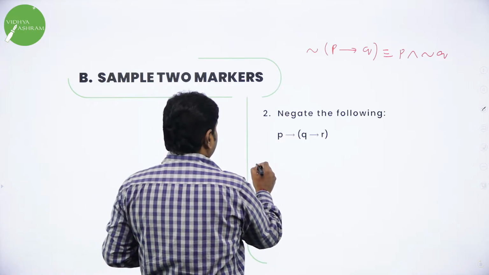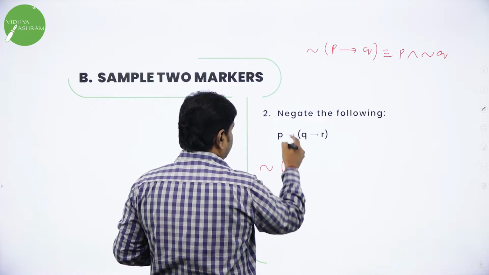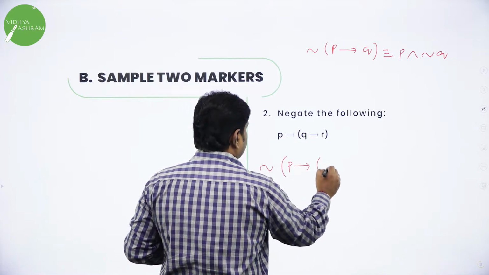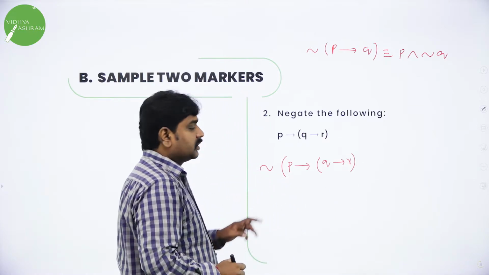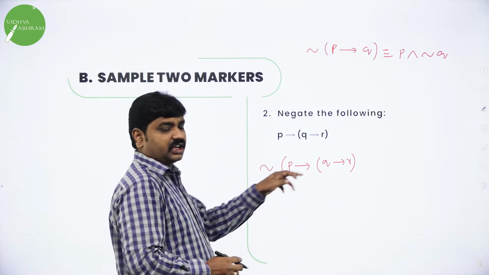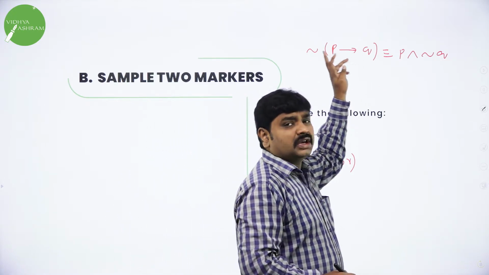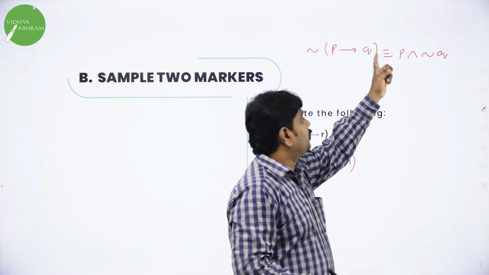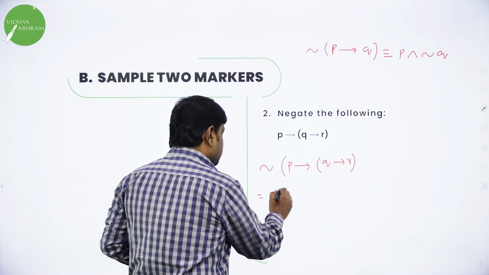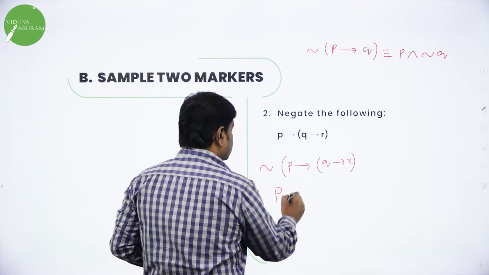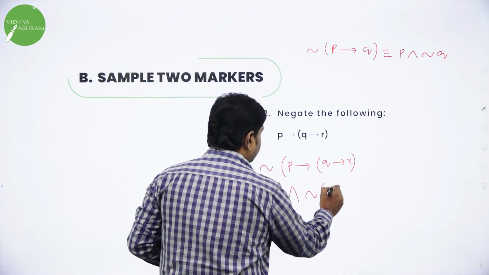So they want you to negate this, and we'll start answering. Negate means negation of the given statement. P implies Q implies R. They want you to negate, so I am putting the negation sign. All of you know the formula: negation of P implies Q is P and not Q. So the first one will be as it is, in spite of implies it will become and, not Q. Not Q means negation of the second statement.